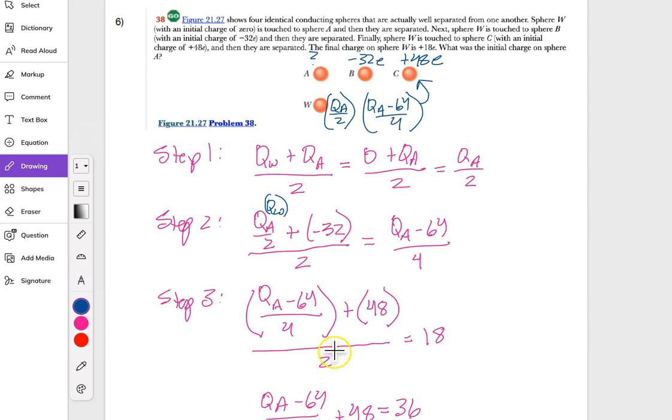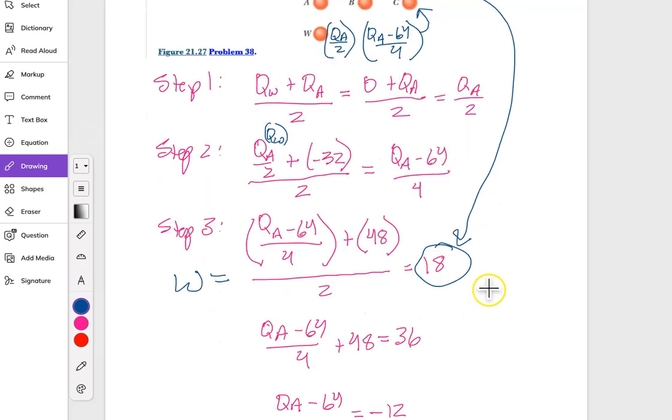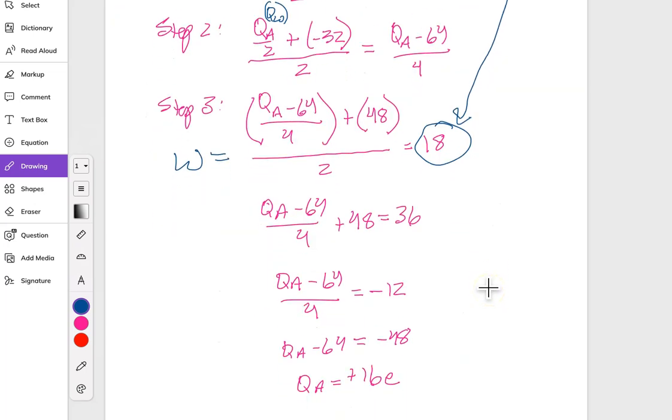When we're done, we remember that the final charge on sphere W is 18. So that's why that 18 is there. It's because we know the final charge on W is 18, and W has become this big expression, which is equal to 18. So now at this point, it's just going through and doing the rest of the math.